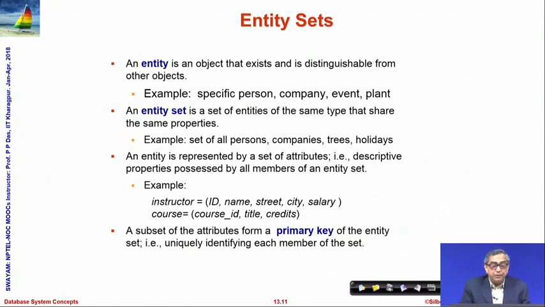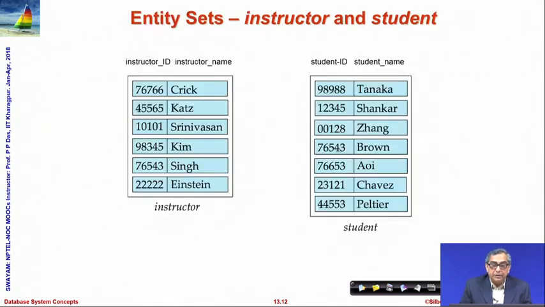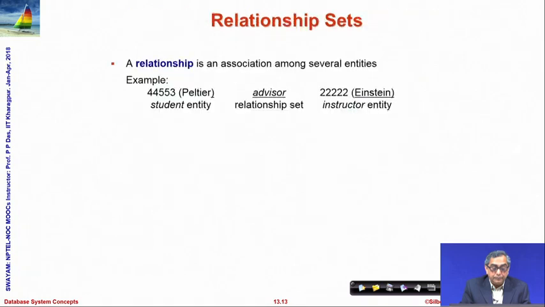So, a subset of attributes in the entity set forms a key called the primary key, which can uniquely identify every entity in that entity set. We have already been familiar with this concept of primary key. The same concept continues. So, these are examples of entity sets: instructor with 2 attributes and student with 2 attributes as well. A relationship is an association among two or more entities.